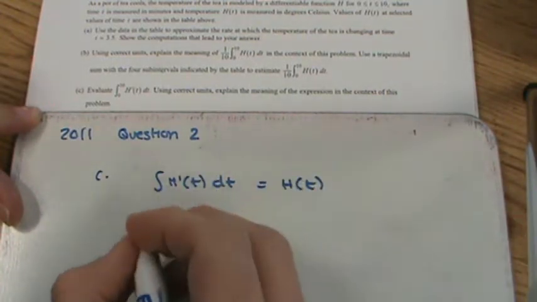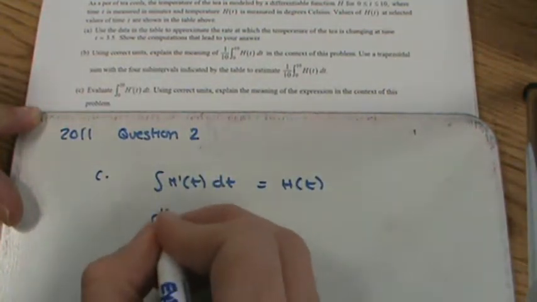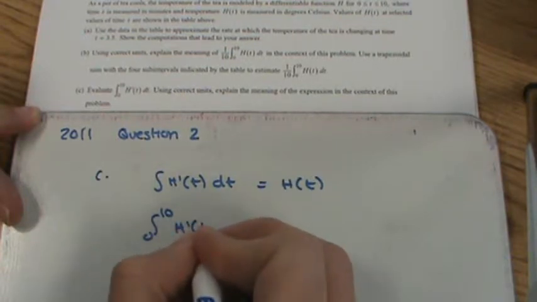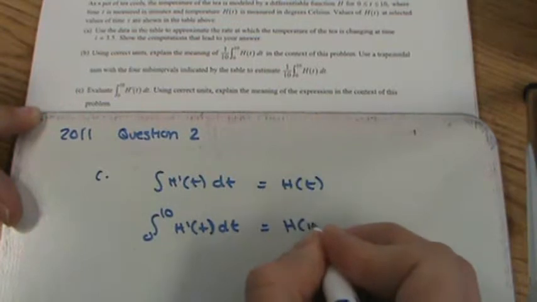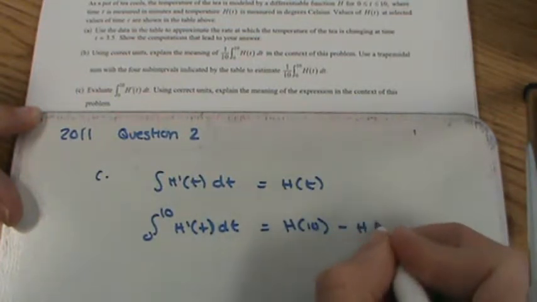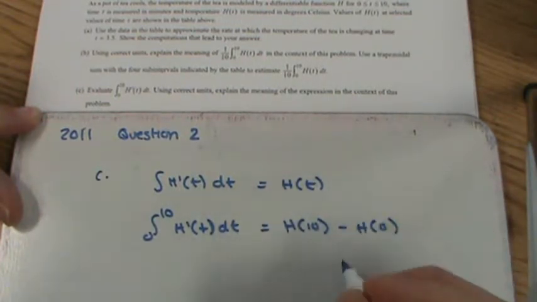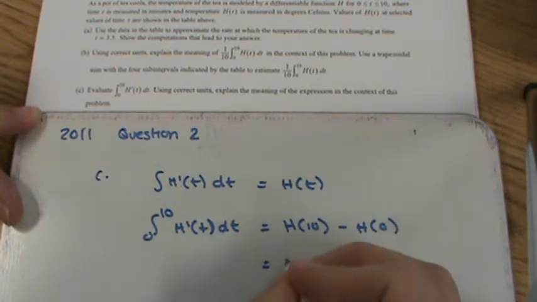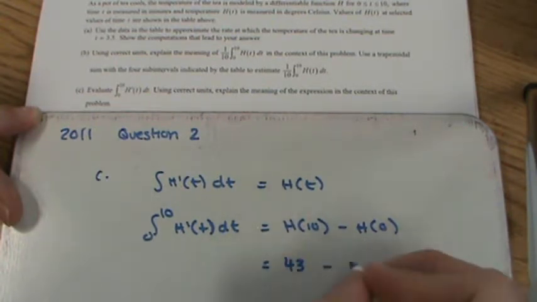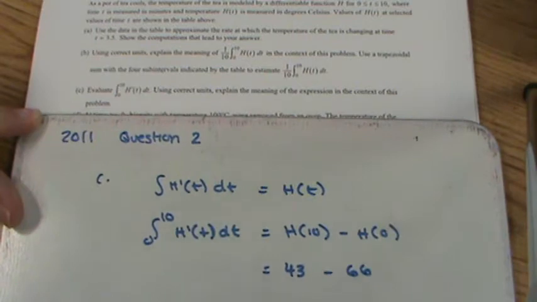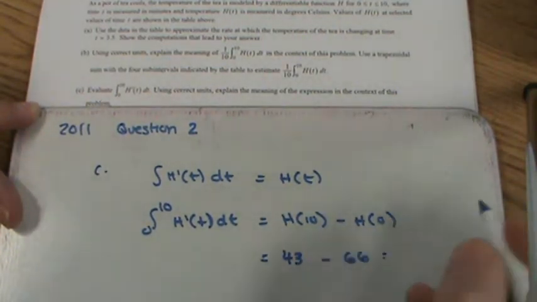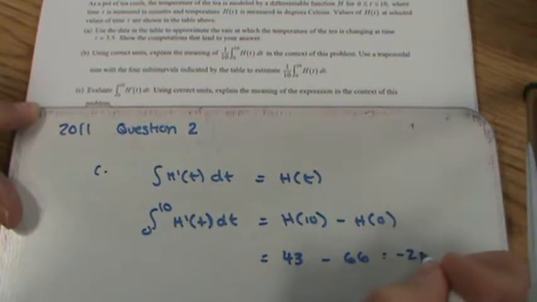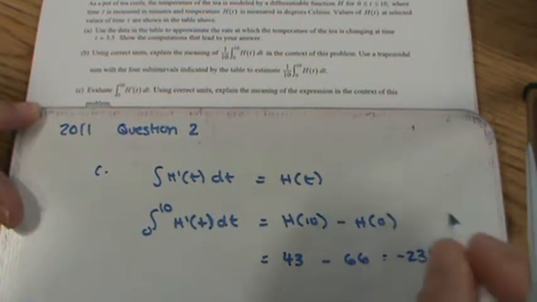Well, if we put 0 to 10, we're going to use that fundamental theorem of calculus part 1, and that's going to give us h of 10 minus h of 0. Well, we have that in our table. That's going to actually be 43 minus 66. All right? And we can actually figure that out if we want, or we could leave it. That's okay. But that'd be negative 23 degrees Celsius.